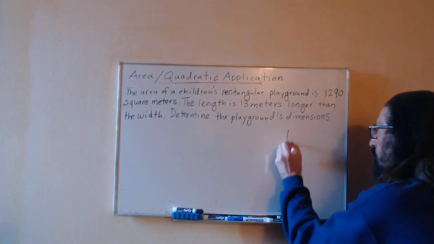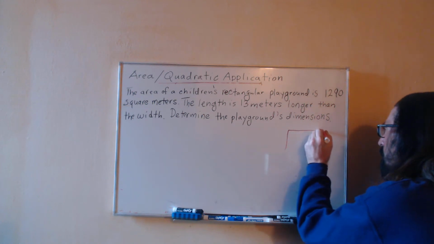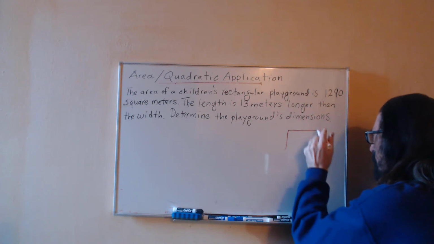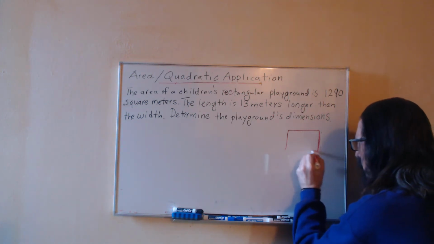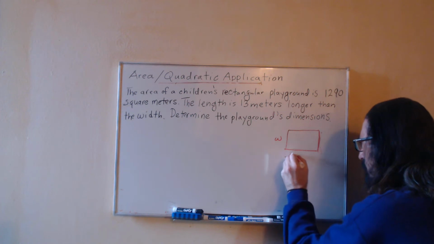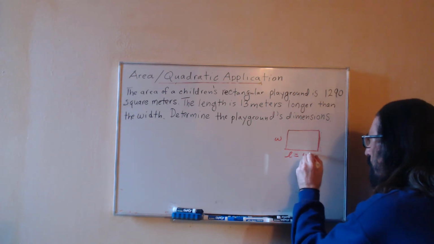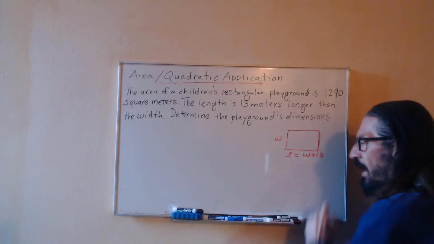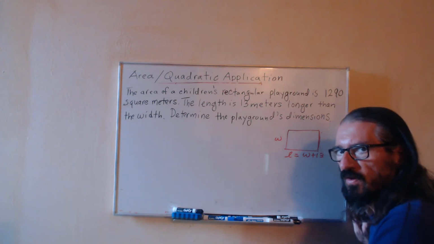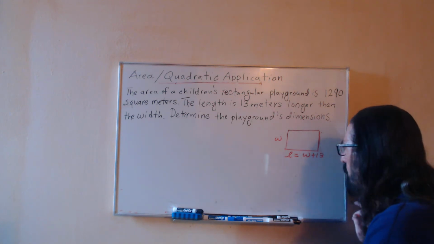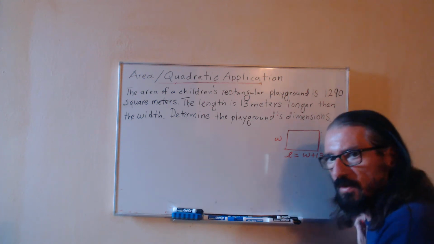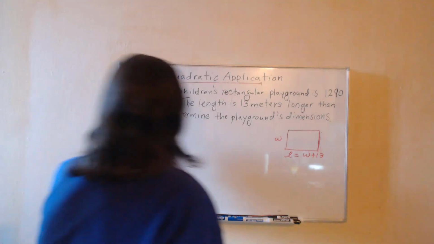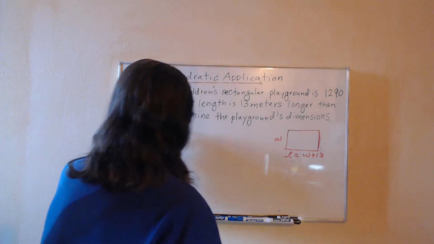So in my drawing, here's my width, whereas my length is 13 meters more. Not that it's 13 or that 13 is greater than some other number, but that we have added 13 meters to the width to get the length. We know that area is length times width for a rectangle.